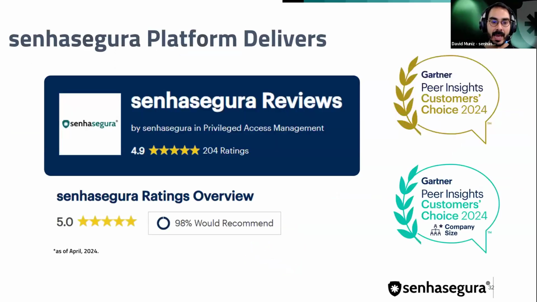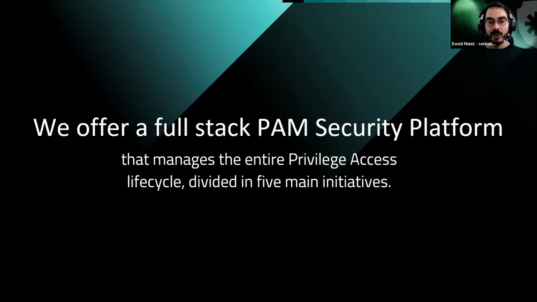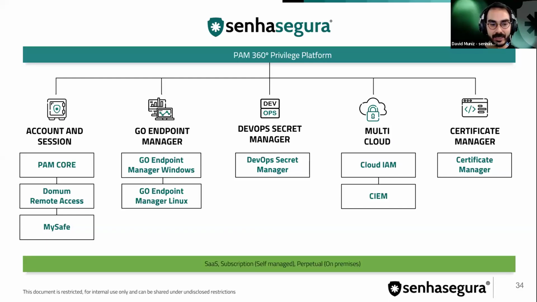And senhasegura has the highest evaluation rate at Gartner Peer Insights, and we have also received the Customers' Choice badge three times, the last one in 2024. Not only overall, but also for mid-sized enterprises. And our solution is divided into five main initiatives. So we have the account session, the remote access management, we have privilege elevation and delegation management, and of course, we have our multi-cloud approach with Cloud IAM and our cloud infrastructure entitlements management.